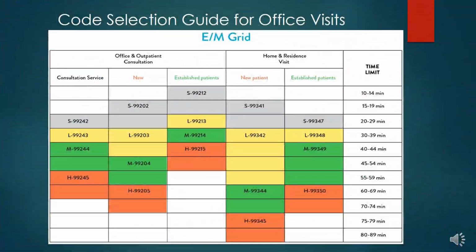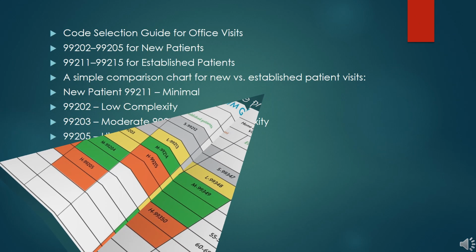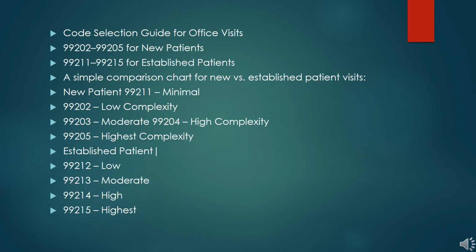Code selection guide for office visits: 99202 through 99205 for new patients, 99211 through 99215 for established patients. A simple comparison chart for new and established patient visits.